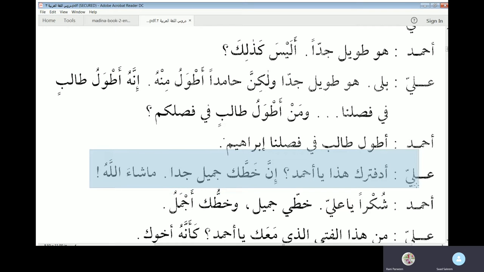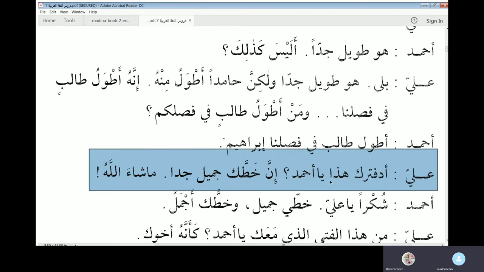Ali: A daftaruka hadha ya Ahmad? Register. Yes. It's register. Here is daftaruka. Yes, register. Is this your register, O Ahmad? Yes. Inna khatwaka jameelun jiddan. Indeed your writing is very beautiful.